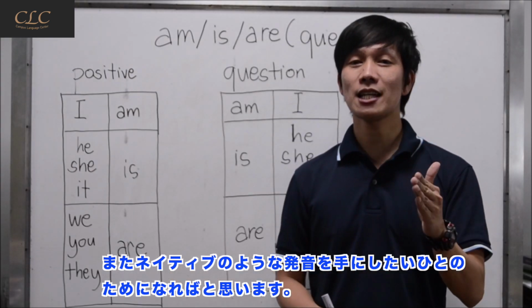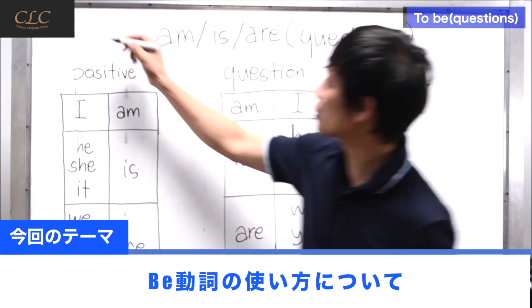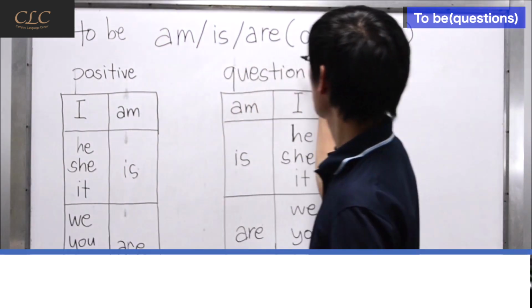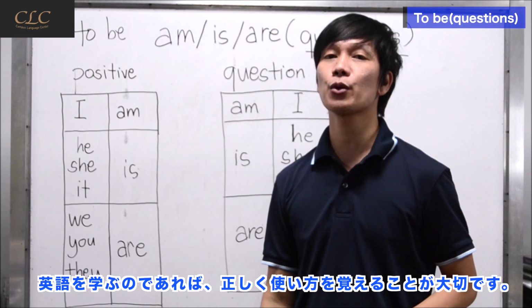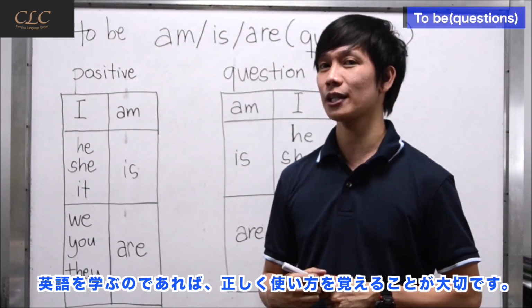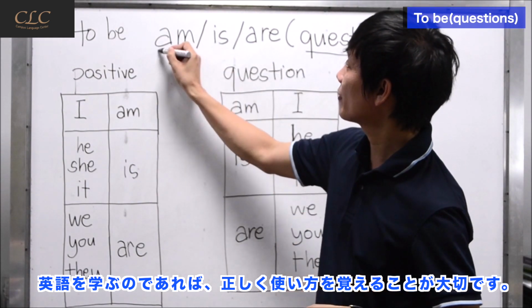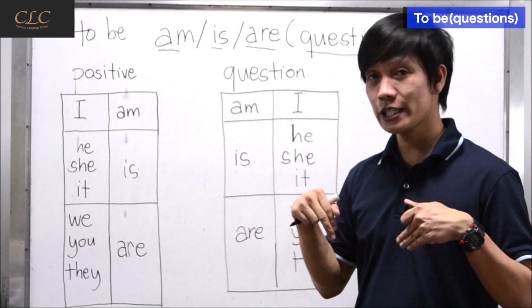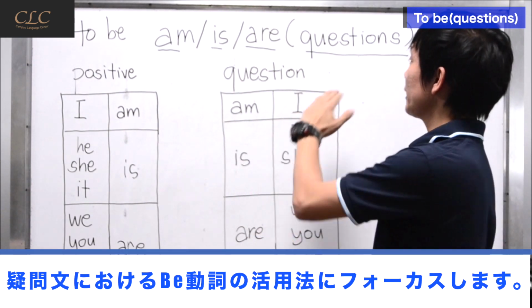So this lesson is about the verb to be, and especially to be questions. If you're learning English, it's important that you know how to use them correctly. So what are the to be verbs? We have am, is, and are. But in this video, we're going to focus more on how to use them in questions.